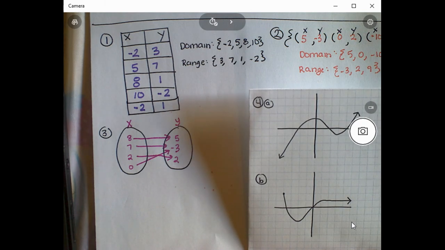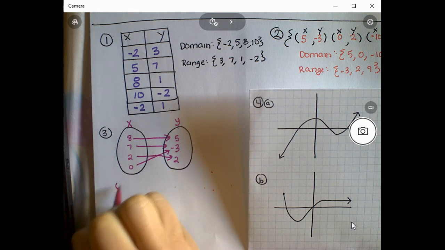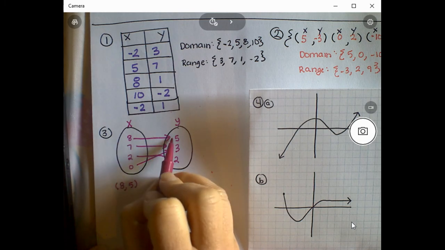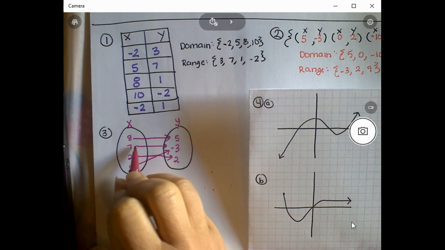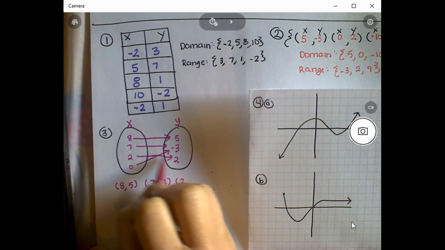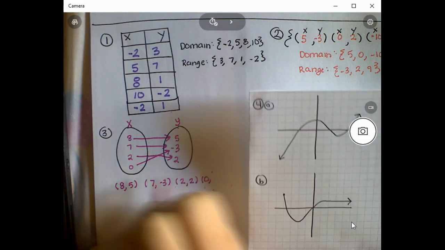Now, just because I'd like to show you this, I'm going to write these out as a list of coordinates. This represents the point 8, 5. You can see 8 pointing to the 5. 7, -3. 7 points to -3. 2 points to 2. And 0 points to -3.